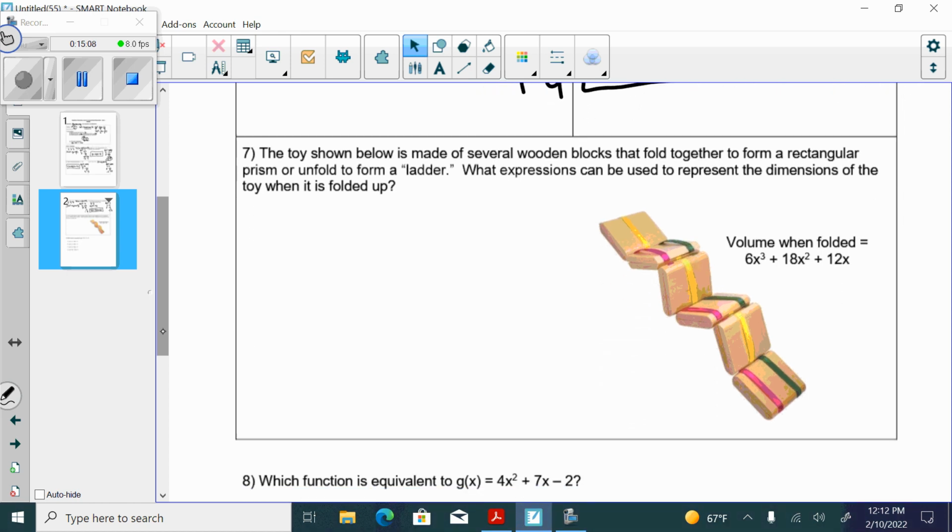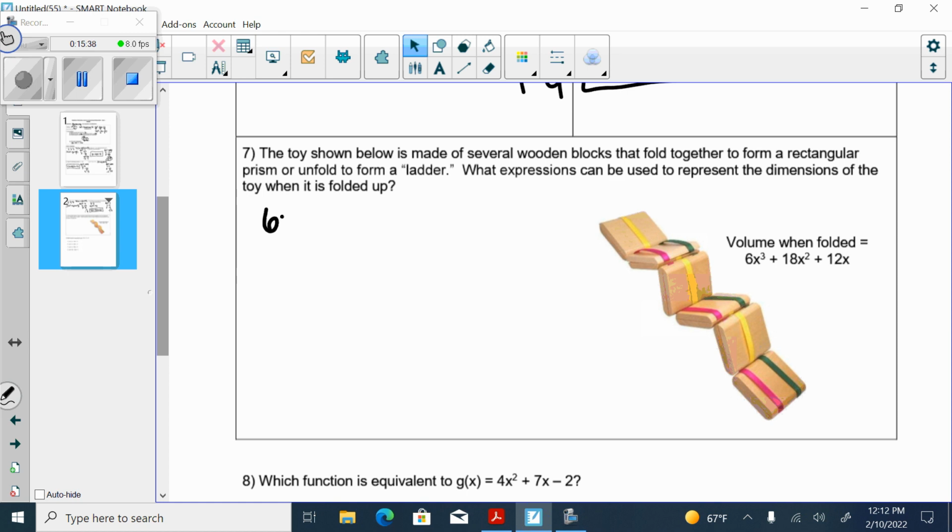Alright, so number 7 says the toy shown below is made of several wooden blocks that fold together to form a rectangular prism or unfold to form a ladder. What expressions can be used to represent the dimensions of the toy when it is folded up? And they tell us that this is the volume, right? Okay, well, just like we've been doing on this entire worksheet, we're probably just supposed to factor, right?